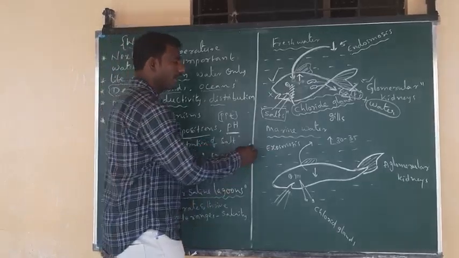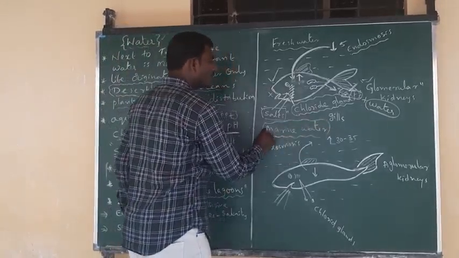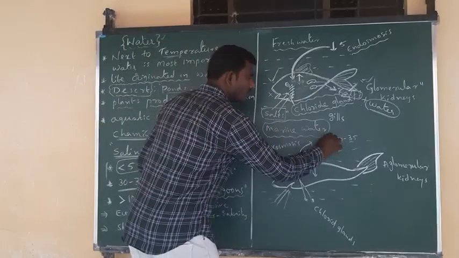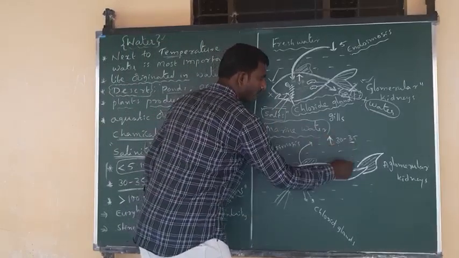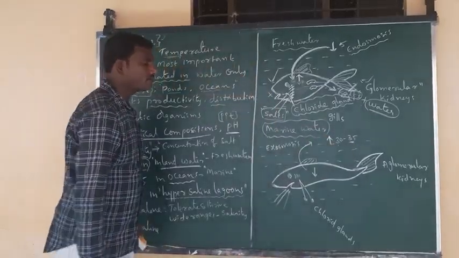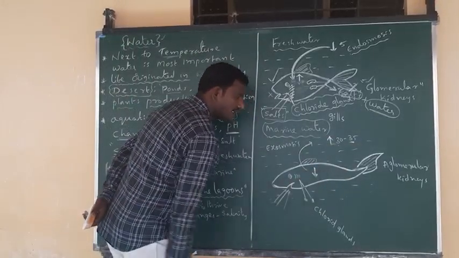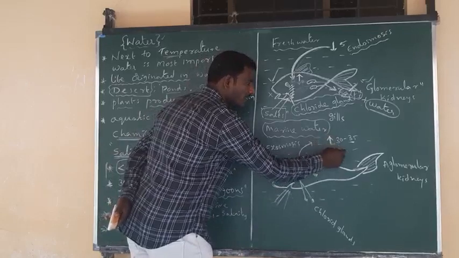Then, compared to this, marine water has quite opposite characters. Here the marine water salt concentration is more, 30 to 35 ppt, compared to body fluids. Here the body fluids concentration is less compared to the surrounding water.